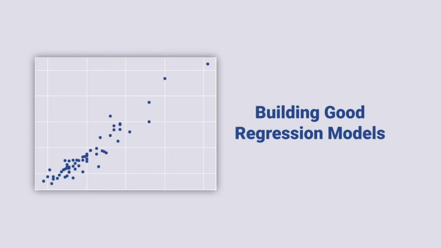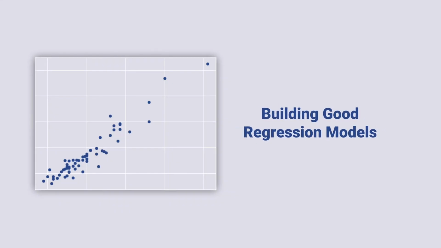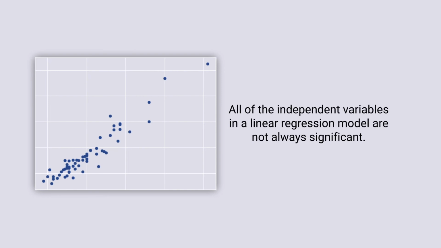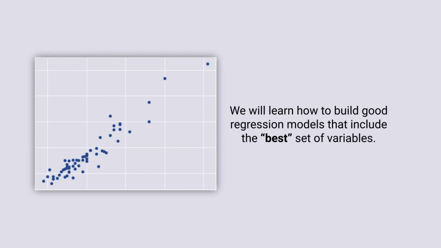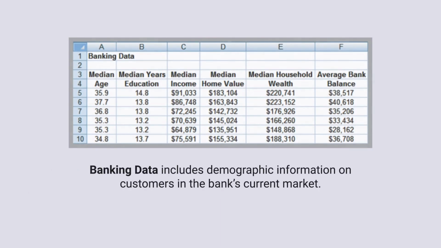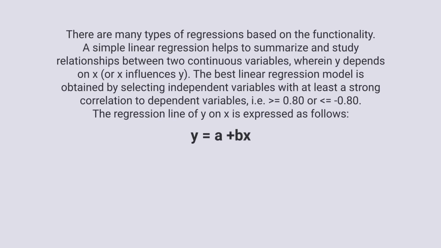So now the question is how you are going to build a good regression model. All of the independent variables in a linear regression model are not always significant. So we will learn how to build a good regression model that includes the best set of variables, like banking data that includes demographic information on customers in the bank's current market, and we will see that. And there are many types of regression based on functionality.